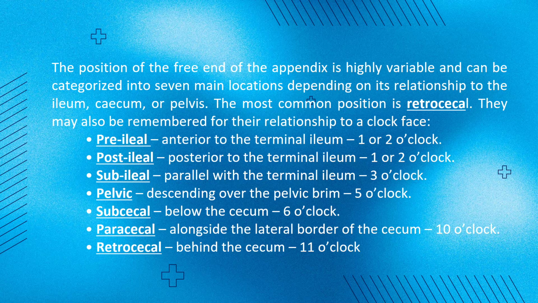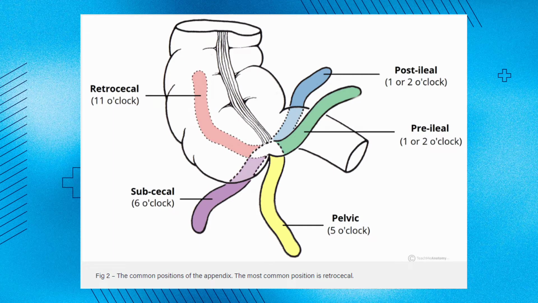The most common position is the retrocecal. They may also be remembered for their relationship to a clock face. So this picture shows the different positions of the appendix. First is the pre-ileal, anterior to the terminal ileum, positions at 1 or 2 o'clock. Post-ileal, posterior to the terminal ileum, positions at 1 or 2 o'clock. Sub-ileal, parallel with the terminal ileum, positions at 3 o'clock.